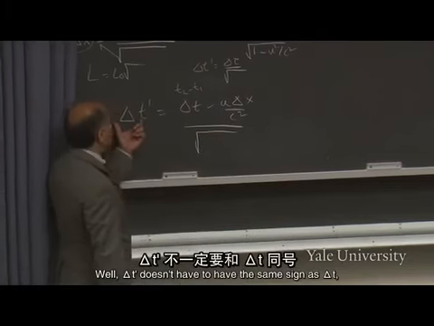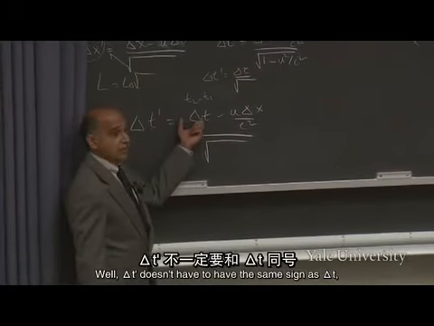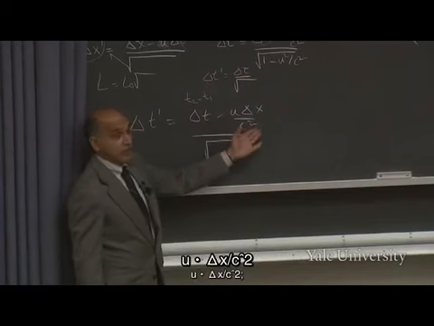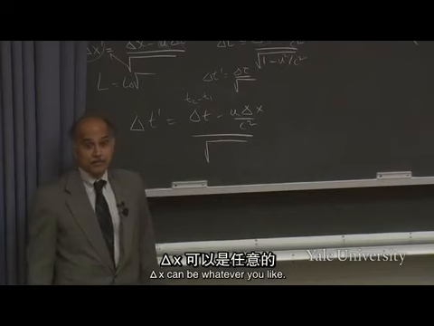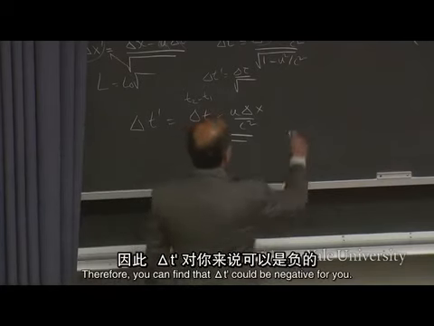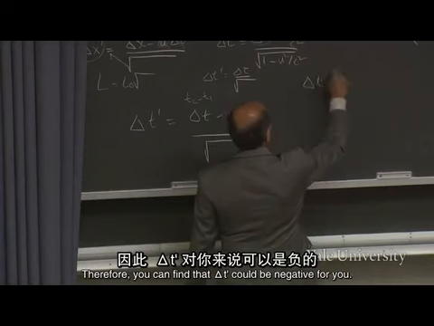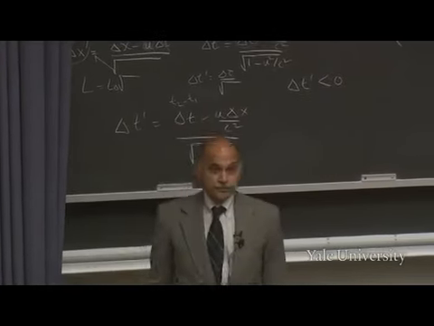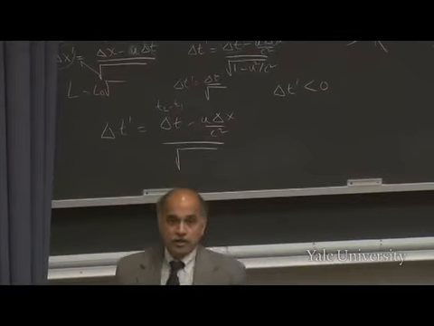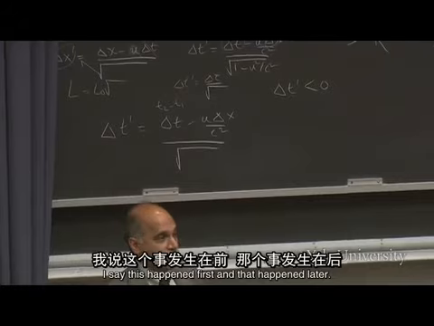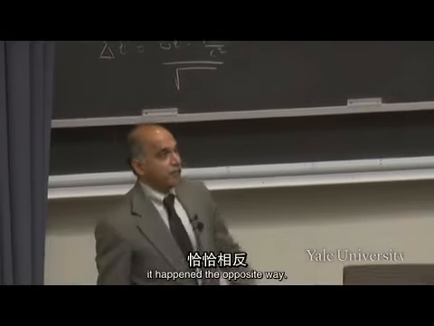Well, delta t prime doesn't have to have the same sign as delta t, because you can subtract this number, u delta x over c squared, and delta x can be whatever you like. Therefore, you can find that delta t prime could be negative for you. You've got to understand that's a big deal. So I say this happened first and that happened later, and you say, no, it happened the opposite way.